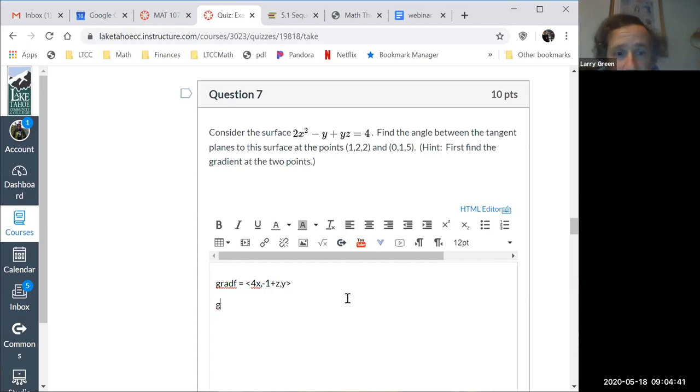Okay, so now I plug in. Grad of f of (1, 2, 2). When I do that, x is 1, so I get 4, comma, -1 plus z, z is 2, and that's 1, comma, and y is 2. And then grad of f at the other point, (0, 1, 5).